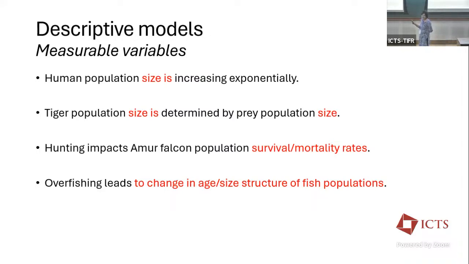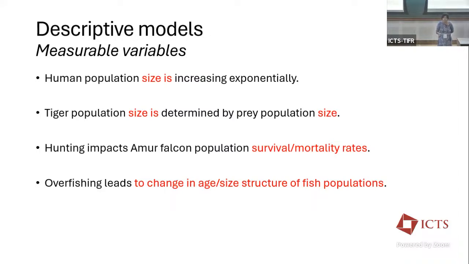Human population size, we can measure human population size, right? Is increasing exponentially. That's a function, we can see whether it's increasing exponentially. Tiger population size is determined by prey population size. Both are things that we can measure. We can measure one, measure the other, see whether this is true or not. Hunting, we can say hunting rates maybe impact survival rates or mortality rates. That's something again that we can measure. So a good model is something that uses measurable variables.